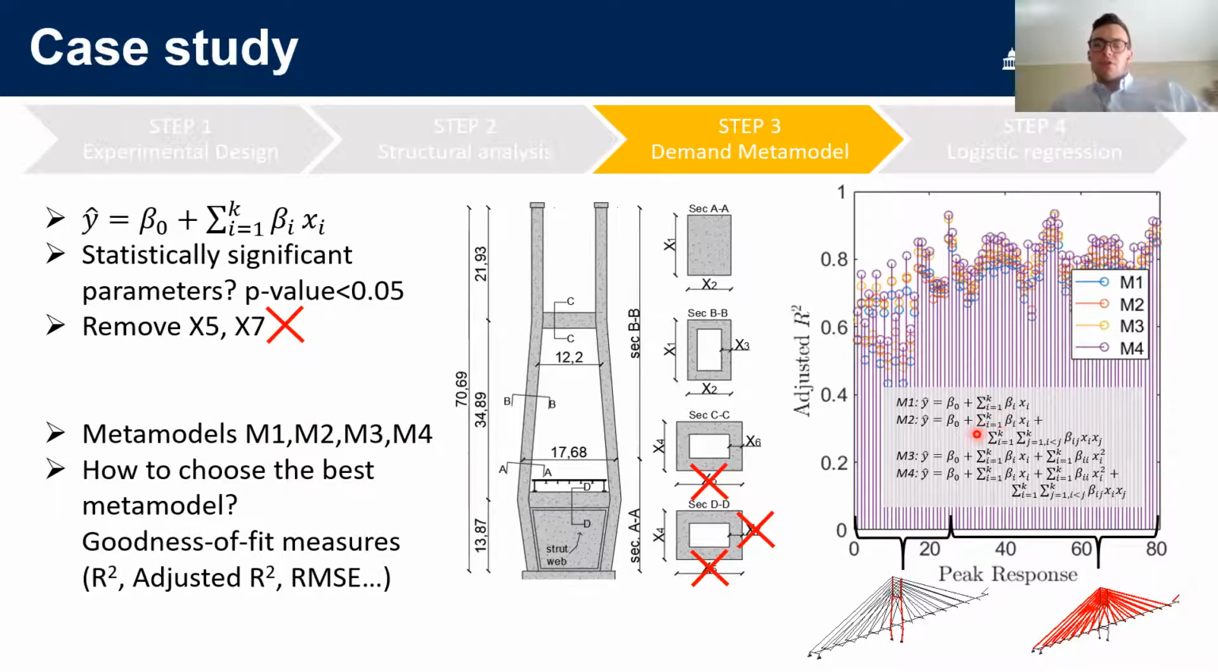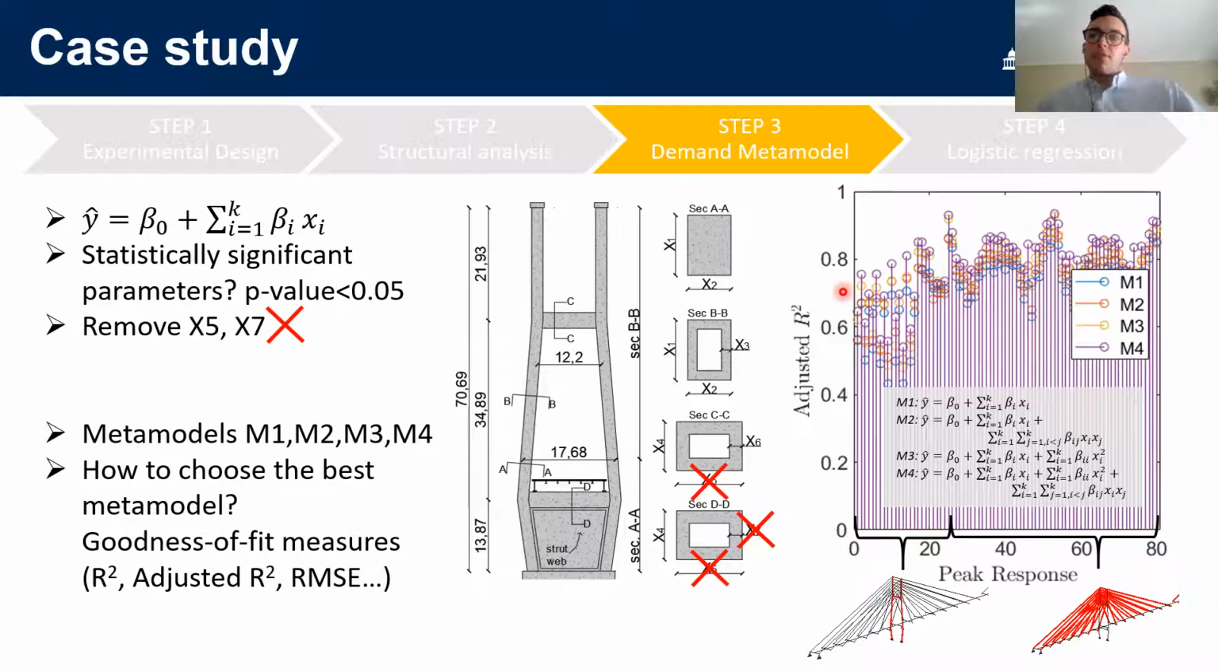Here I listed the 4 metamodels that I considered. As you can see, they can be distinguished in terms of the degree of the polynomials that are implemented and in terms of the presence or absence of the interaction terms. Once we have all these 4 metamodels ready, the question is how to choose the best metamodel. We can do that by referring to some goodness of fit measures, for example, the R-square, the adjusted R-square, or the root mean square error.